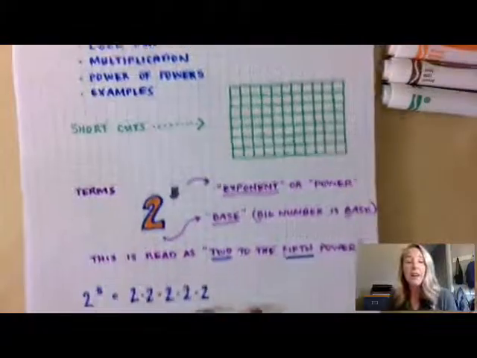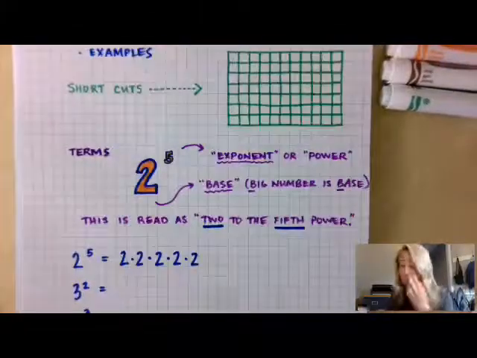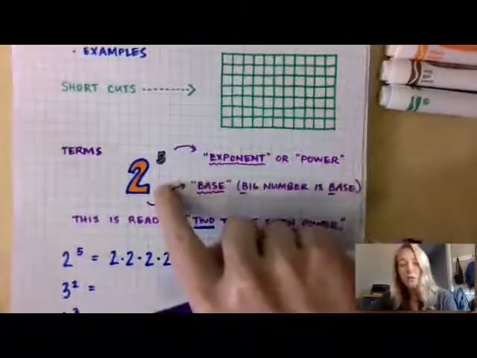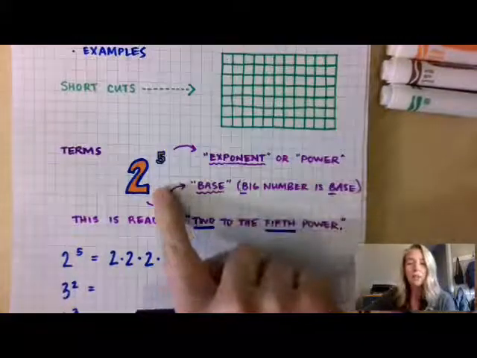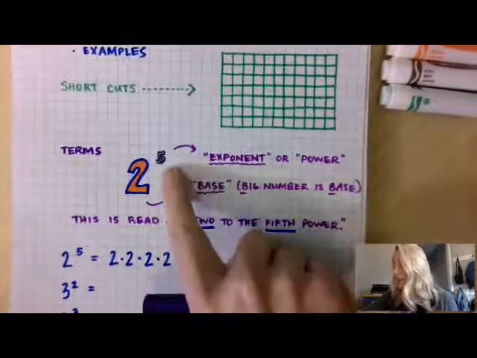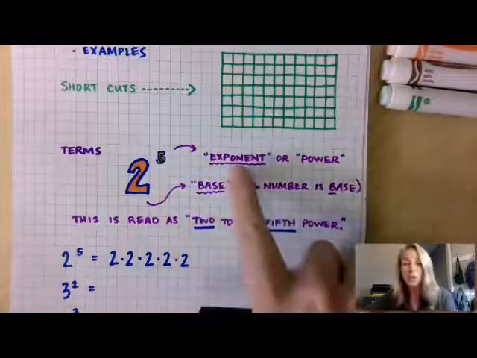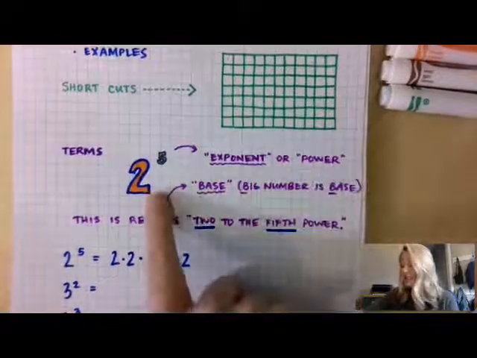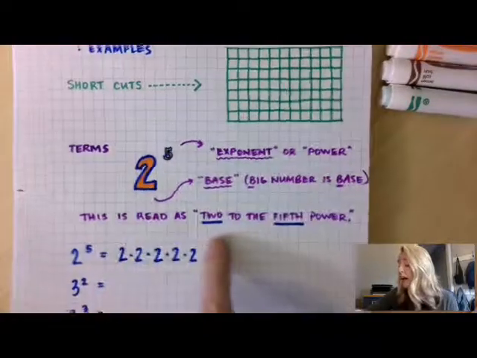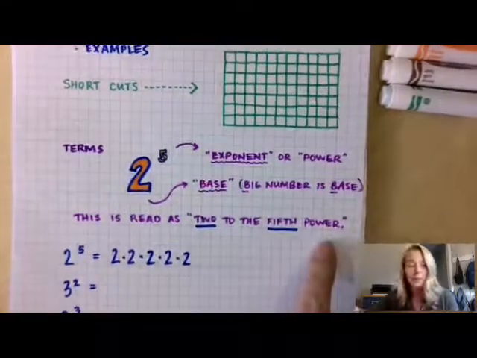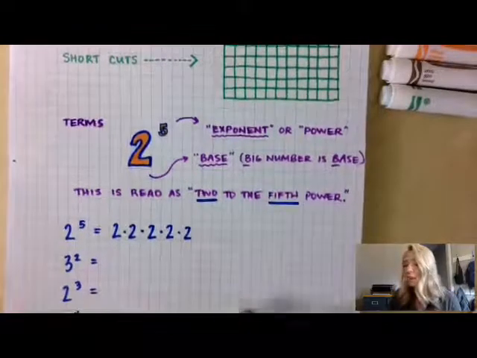When we're talking about exponents, we have some terms that are really important for you to know. The big number that we look at is called the base. So the big number is your base. And then the 5 up there in the corner is the exponent, or the power. So in this example, it would be read as 2 to the 5th power. Okay. So if we wrote that out, it would look like this.